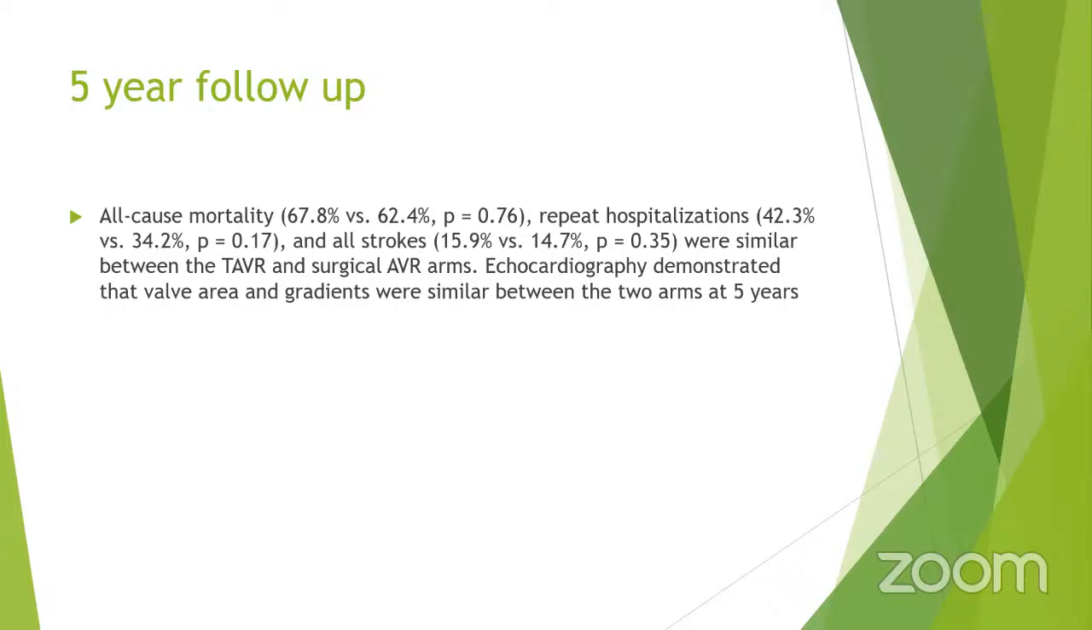And strokes were also similar, with no significant difference between the TAVI and the surgery, 15.9% in the TAVI versus 14.7% in the surgery group. Echocardiography demonstrated that valve gradients and area were similar between the two arms at 5 years. So they concluded in that study as well that TAVI should become the new mode of treatment for patients who are high risk for surgery.